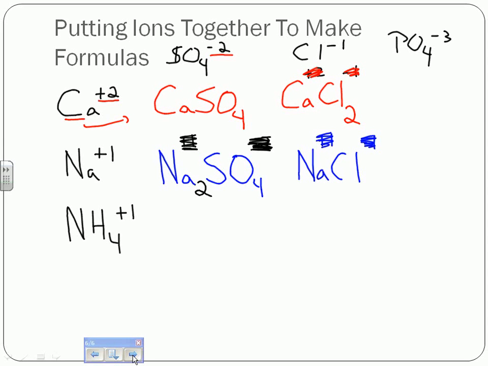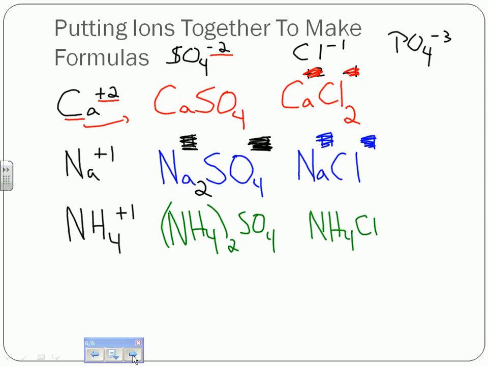Well, hopefully you just hit pause and you're back and you're taking a look at this screen and hoping to see how this all works out. So I'm going to write in green, just so you can see this, the correct formula for the combination of NH4 and sulfate together involves 2 NH4s and 1 sulfate. The formula for NH4 and Cl is NH4Cl, +1 and -1. And then the last formula, NH4, but we need 3 of them for every 1 phosphate.